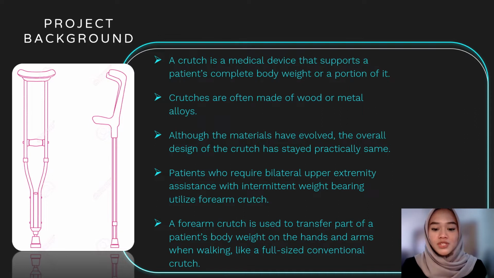Patients who require bilateral upper extremity assistance with intermittent weight bearing utilize forearm crutches, also known as Canadian or low-strength crutches. A forearm crutch is used to transfer part of the patient's body weight onto the hands and arms when walking, like a full-size conventional crutch.